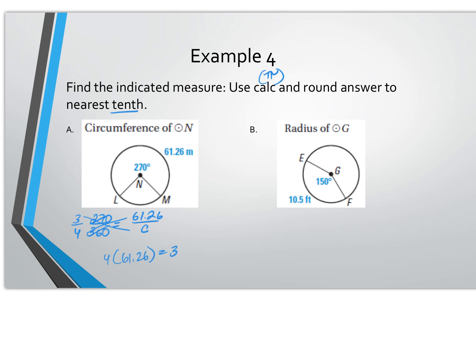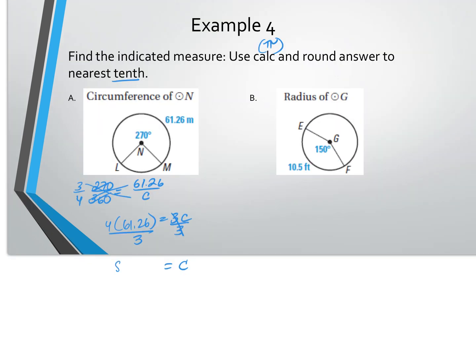61.26 equals 3c. So I know if I divide it by 3, I'm going to get the answer. So I'm going to use my calculator to do the math. And when I do the math, I get 81.68. And that is the circumference. So it's meters. And that's the answer. I'm sorry, it told me to round to the nearest tenth. So it's going to be 81.7 meters is my circumference. That's the perfect answer. And again, if I did my ratio, my formula, it would be the same way that we did it the last time.